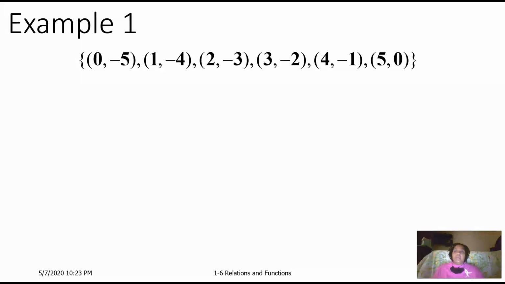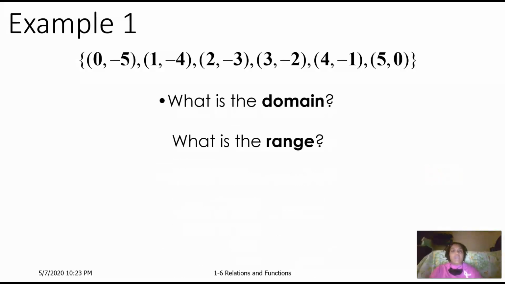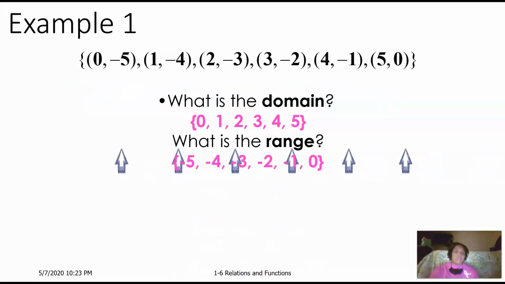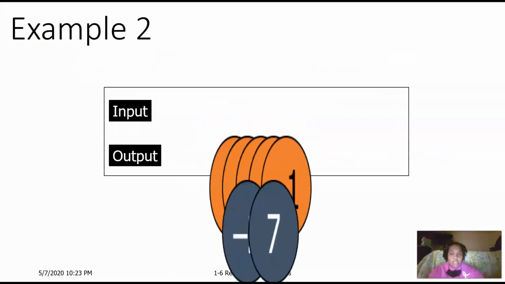So the first example we have here are these ordered pairs. Which numbers are the domain and range, or the input and output? What is the domain? Which numbers are the domains? Take a few seconds, look at it, and which numbers are the range? Correct. The domains are all the x's, 1, 0, 1, 2, 3, 4, 5. And the ranges are the y's, -5, -4, -3, -2, -1, and 0.